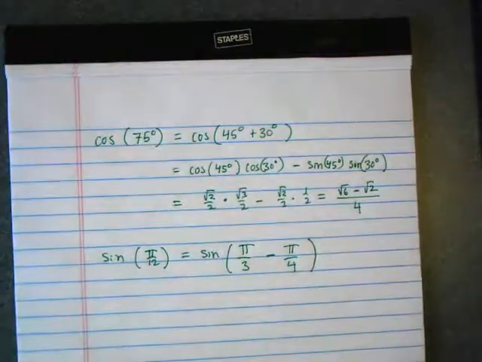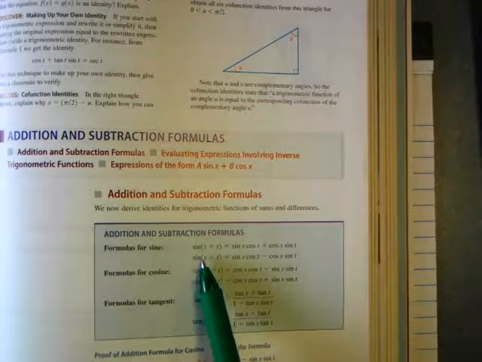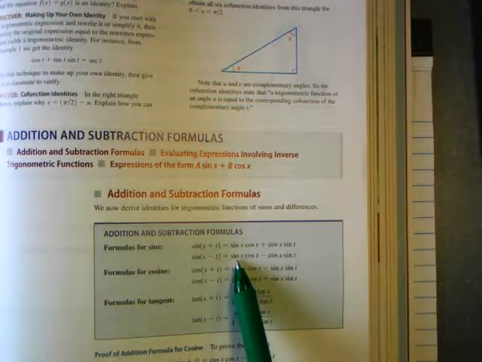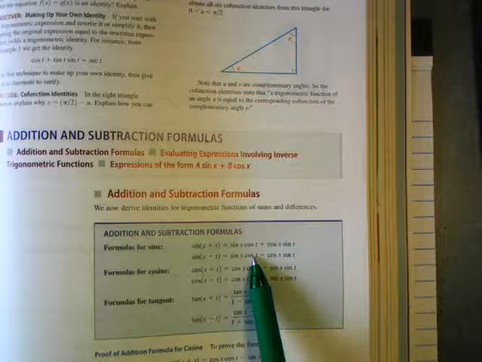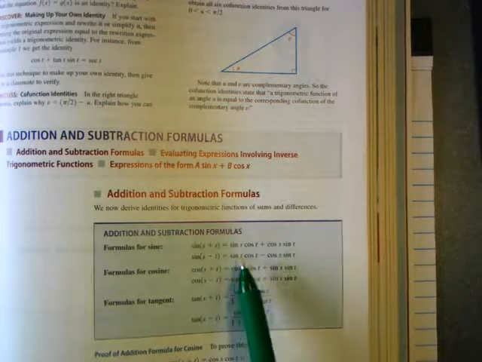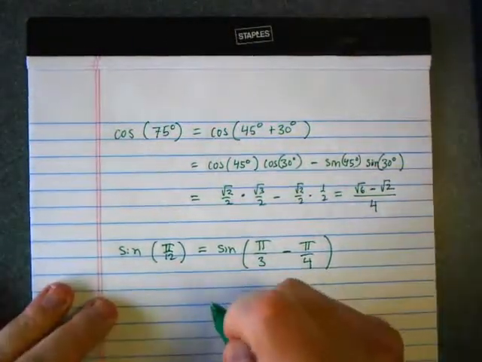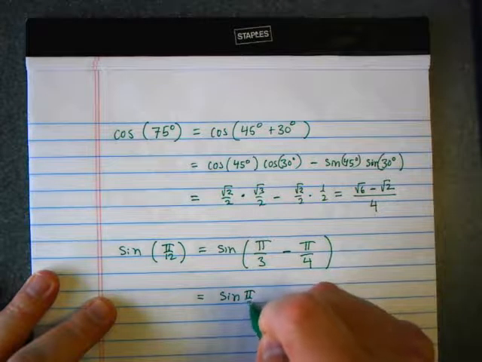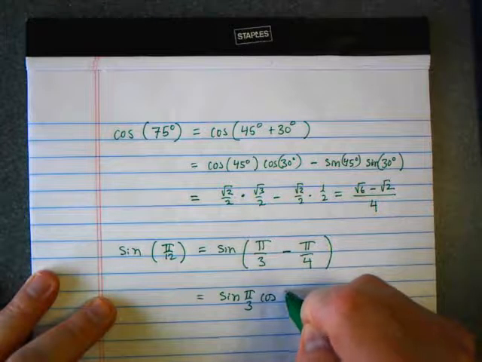All right, so now I have to look at the formula for sine. If I have sine and a minus in the middle, I do sine of one, cosine of the other, minus, and then I switch them. So it's sine of the first one, cosine of the second one. So it's sine of pi over 3, cosine pi over 4.